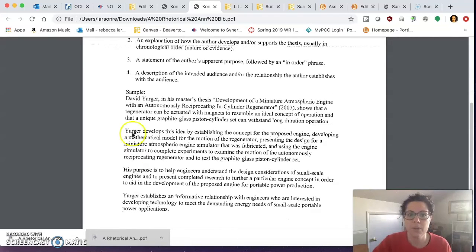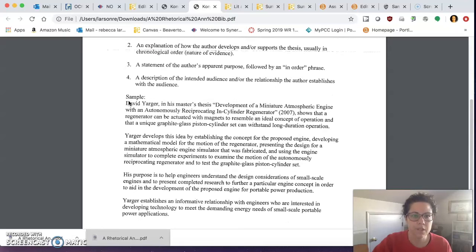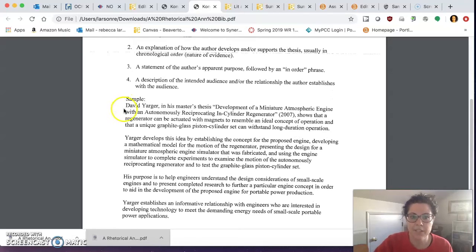Here you see, and this one is double spaced, so please ignore that. My other example is one that I have developed, so it looks exactly like I want it to. This one has the first sentence: David Yeager in his master's thesis, developing a miniature atmospheric engine with an autonomous reciprocating. So this is the title of it, right? And then this is the date, shows that a regenerator can be actuated with magnets to resemble an ideal concept of operation that's uniquely graphic glass piston cylinder set can withstand long duration operation. Super long, right? So you have your author, you have his claim.